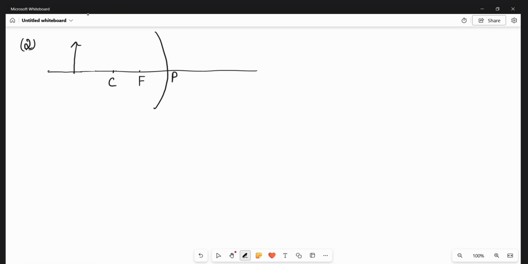So one ray parallel to the principal axis. Any ray parallel to the principal axis, how will it go? It passes through the focus. Now another ray we will consider passing through C. So how? It retraces its path.